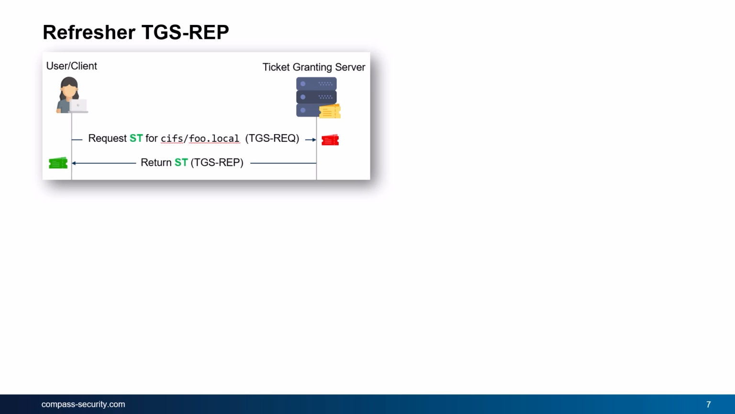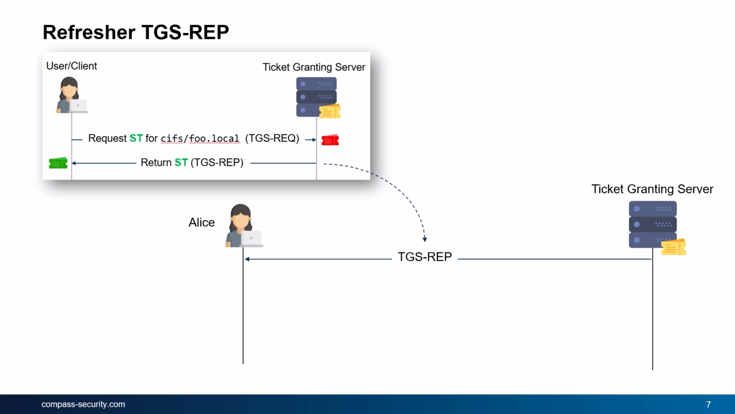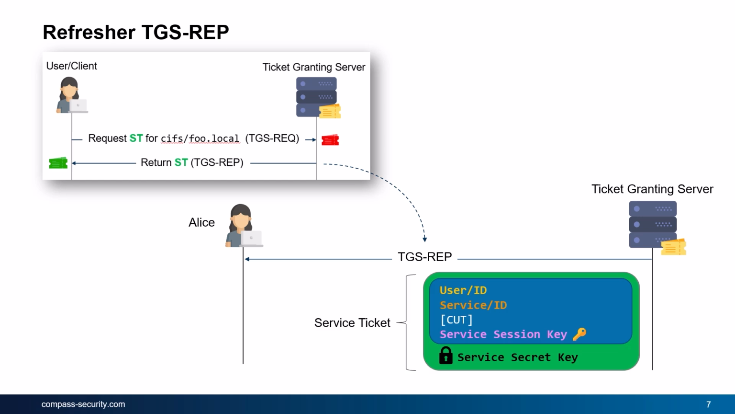Let's quickly do a refresher on the specific details when we request a service ticket and then eventually get it back, so the TGS-REP part of the request. If we look at that in detail, we can see that when we get the ticket back from the ticket granting server, we, among other things, get this service ticket.